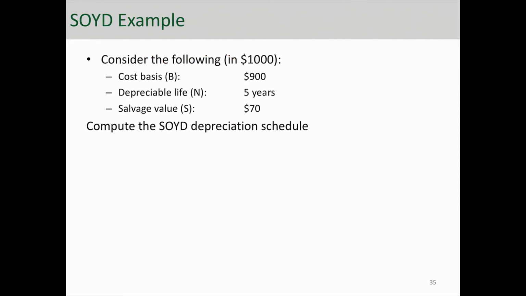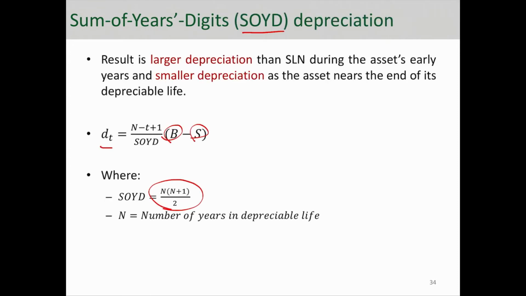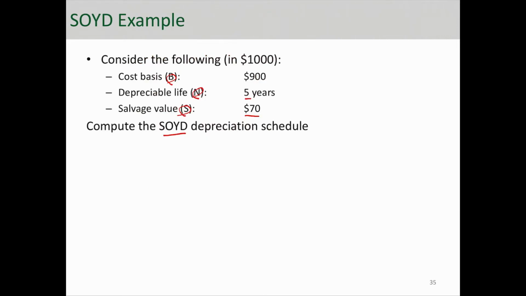Now let's take a look at one example. Consider the following, and the numbers are in thousands. The cost basis is $900,000. Depreciable life is 5 years, so you have the N, you have the B, and you have the salvage value, $70,000. Compute the SOYD depreciation schedule. We need to calculate a depreciation deduction for 5 years because the depreciable life is 5 years. So I need to calculate D1, D2, all the way to D5.